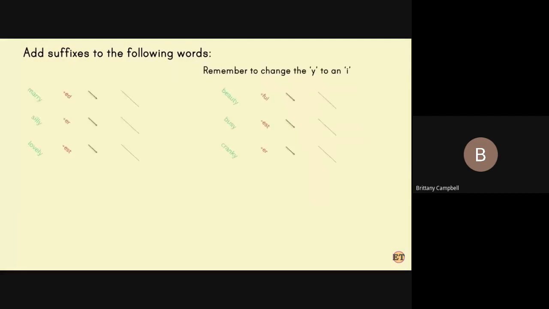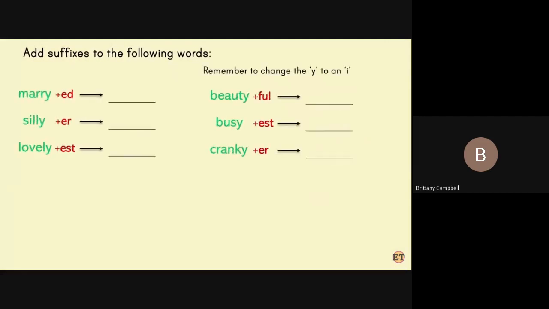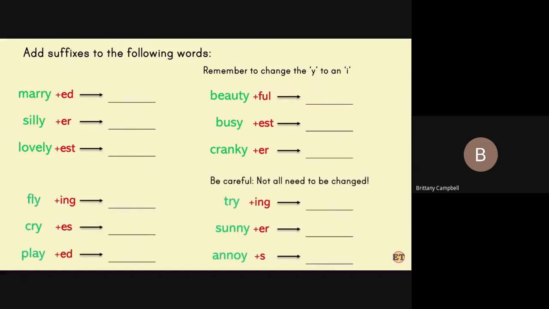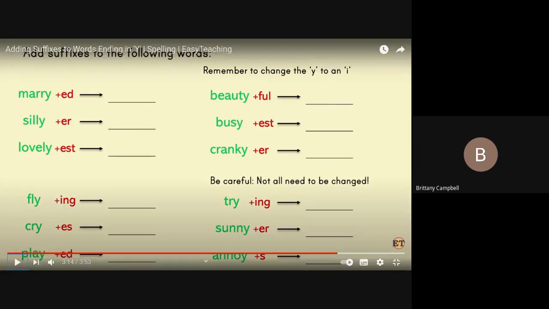Have a go at adding the following suffixes to each of the words, making sure to change the Y to an I. Pause the video here until you're finished. Try again with this set of words. Be careful, not all of these words need the Y changed. Pause the video here. All right, so I'm pausing it for 30 seconds. So double check on what you had.